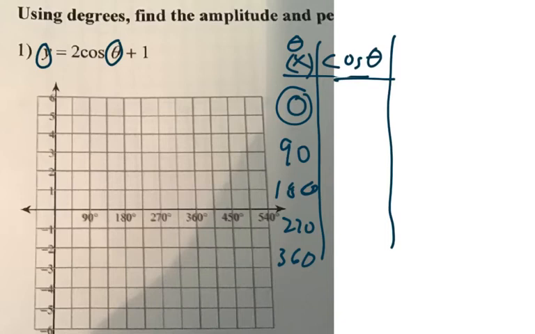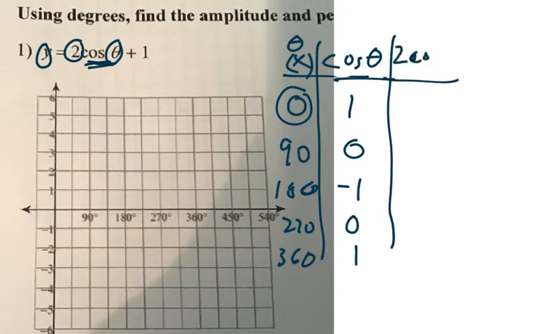The cosine of 0 was 1. The cosine of 90 was 0. The cosine of 180 was negative 1. Look at these nice numbers we're using. Cosine of 270 is 0. Cosine of 360 is 1. Of course, we don't want cosine theta. We want 2 times that. So let's do 2 times cosine theta. See, we're just going to do it in baby steps here. And then finally, we're going to get to y.